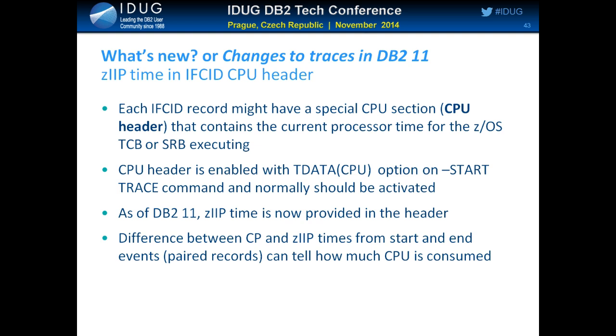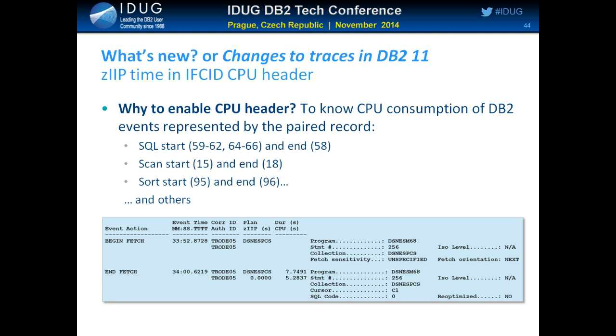And right now we get a zip time. So if you do the difference between two records, start and stop, you will get how much zip time it spent. In this case, it was 0. So nothing. So why enable the CPU header? Because you may really figure out, because of the paired records, how much CPU it consumed.